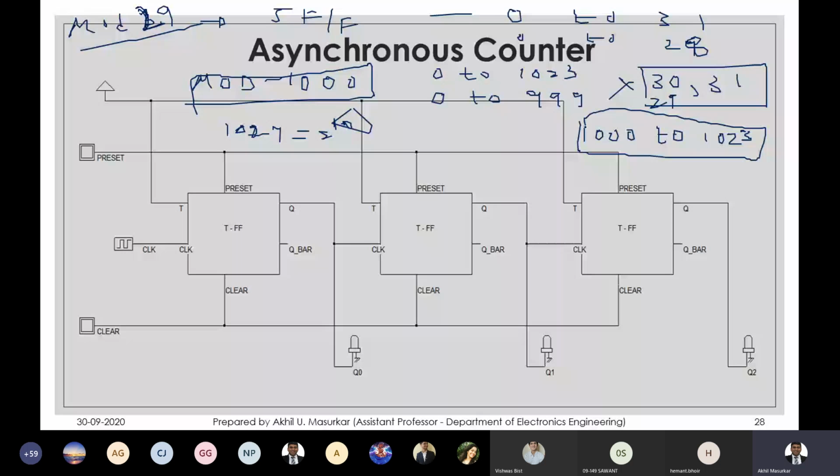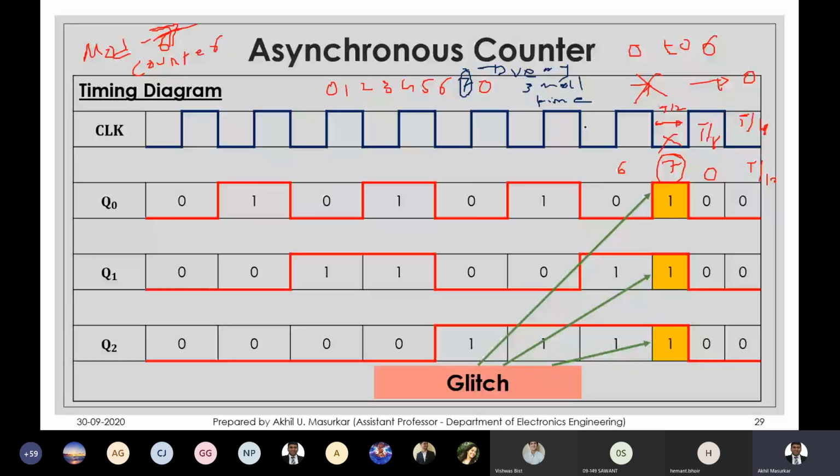Please draw this timing diagram and show how I have shown the glitch there. To solve this glitch problem, we are now changing our focus to synchronous counters.